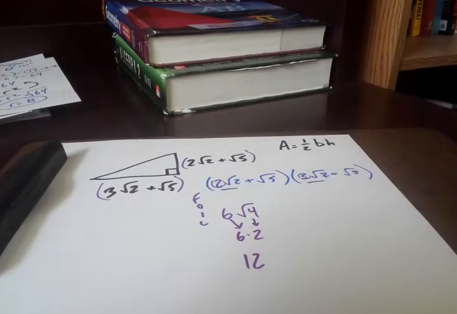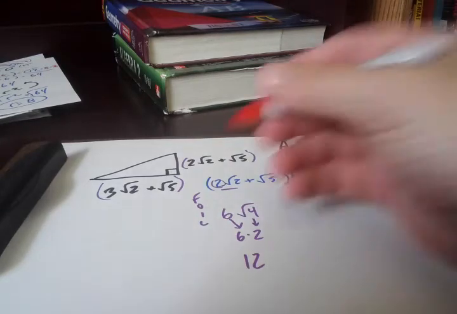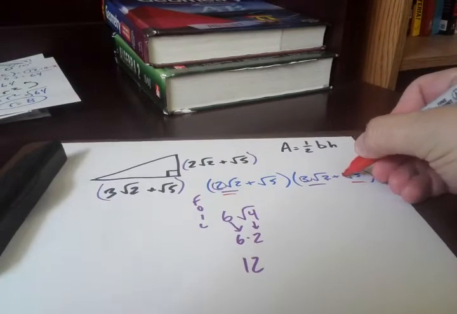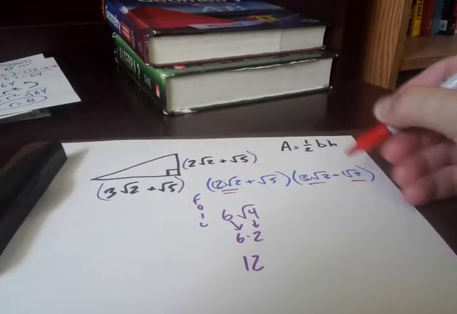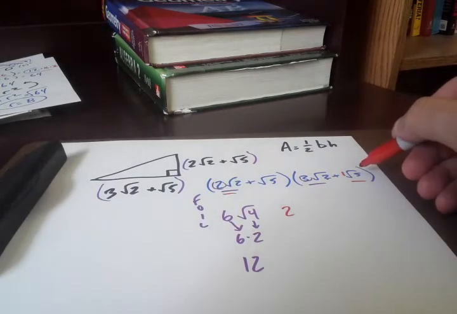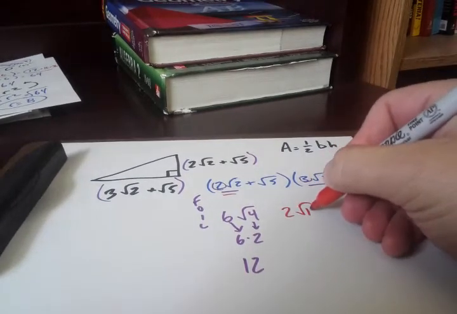Let's do the outside now, and I'll do it in a different color so it's easier for you to see. Outside is this thing and this thing. So the number outside here is a 1. So what's 2 times 1? That's 2. And 2 times 5 is radical 10.